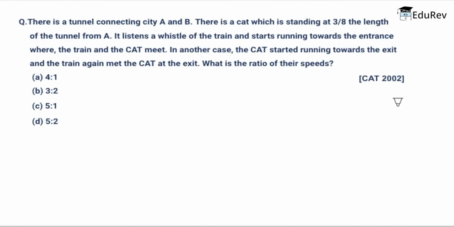The next question is a previous year question of the year 2002, and the question states that there is a tunnel connecting city A and B. There is a cat which is standing at 3/8 the length of the tunnel from A. It listens to the whistle of the train and starts running towards the entrance, where the train and the cat meet. In another case, the cat started running towards the exit and the train again met the cat at the exit.